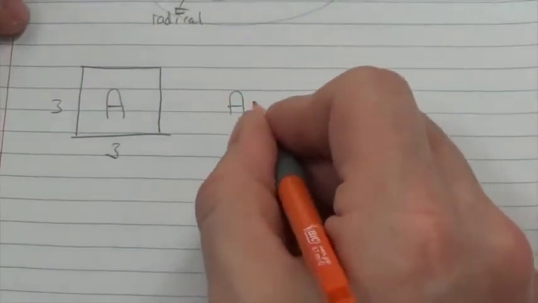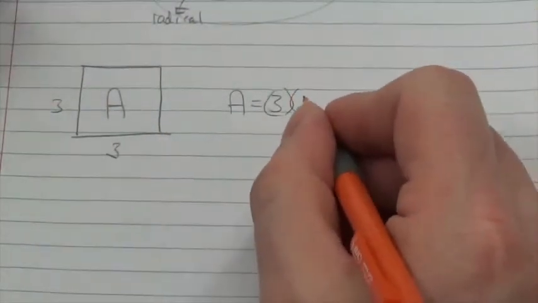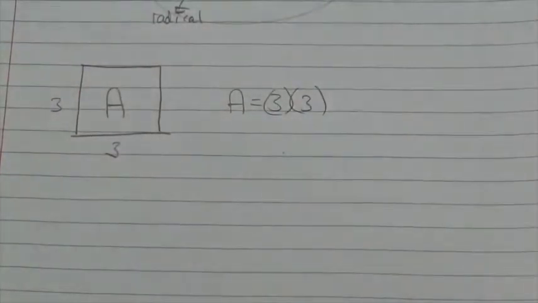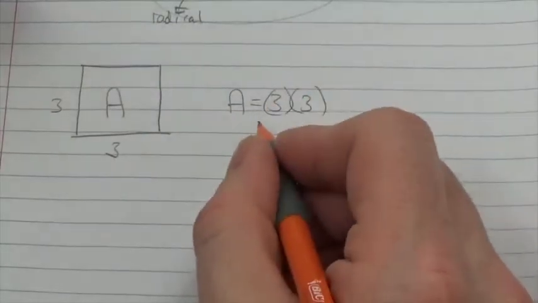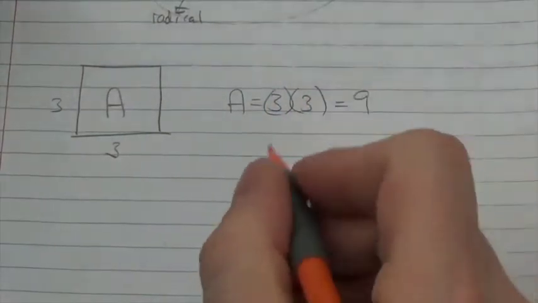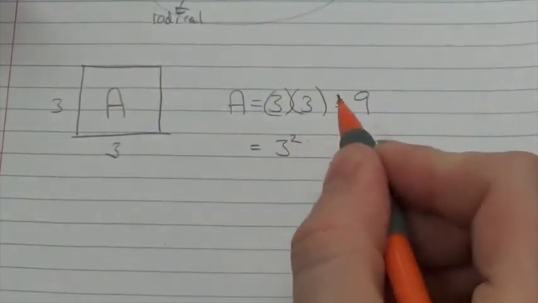I know that area will be the length of the side multiplied by the length of the other side, the length and the width here. Now in this case, with a square, those are exactly the same thing. Yes, that answer in this case is 9, and that's great. But more importantly here, another way of writing that is to write that as 3 squared.